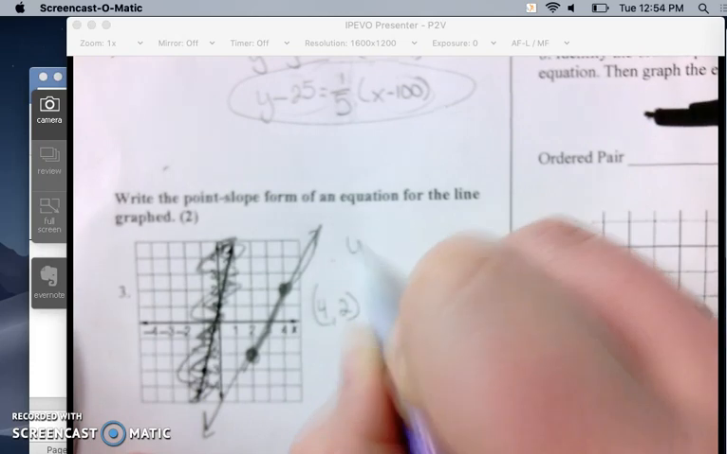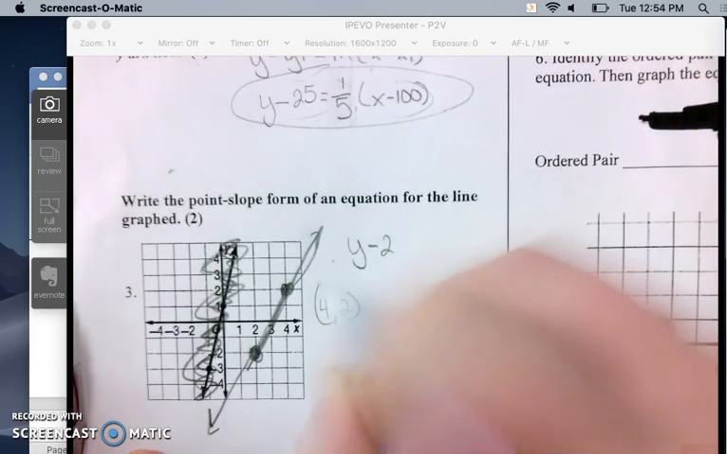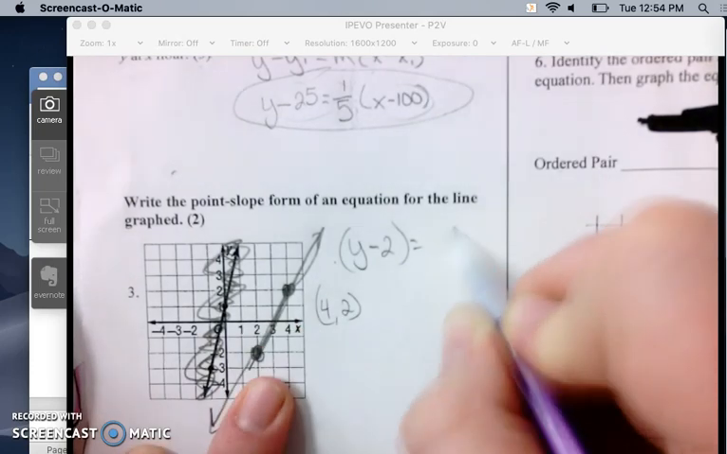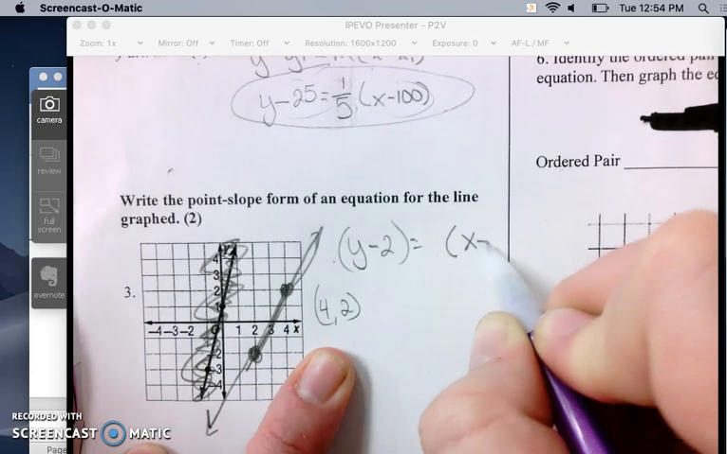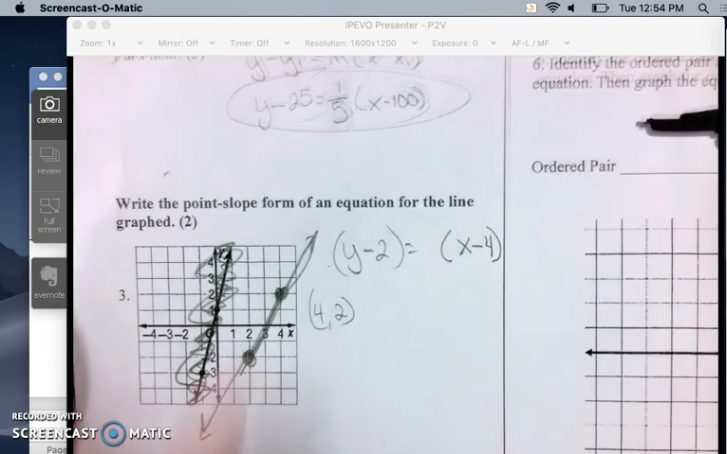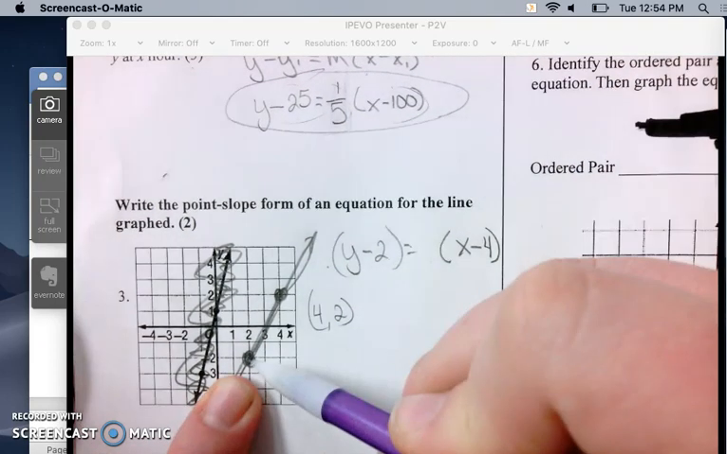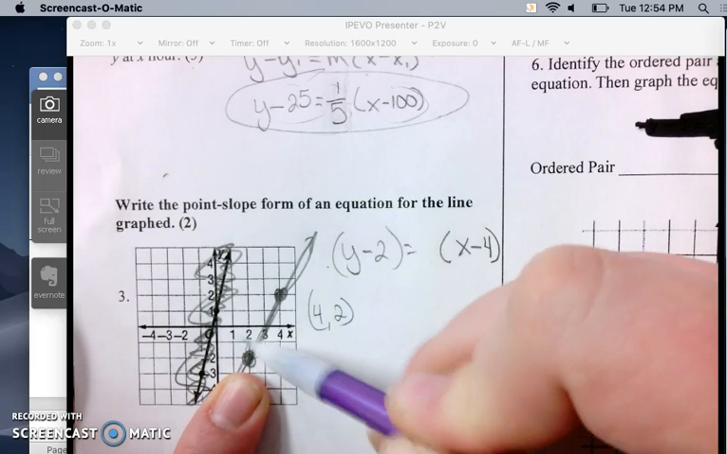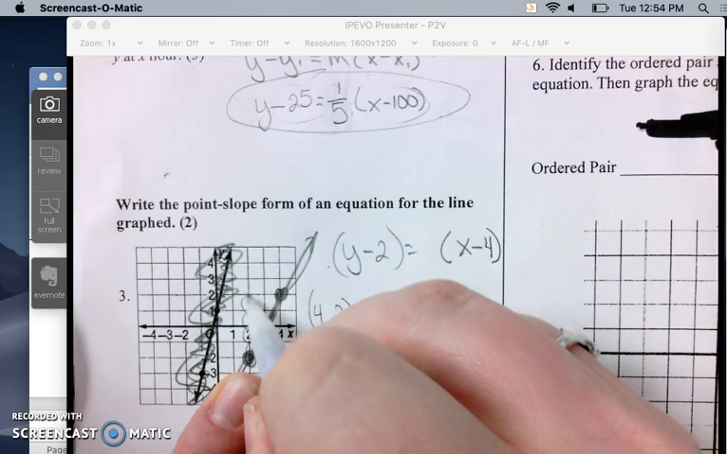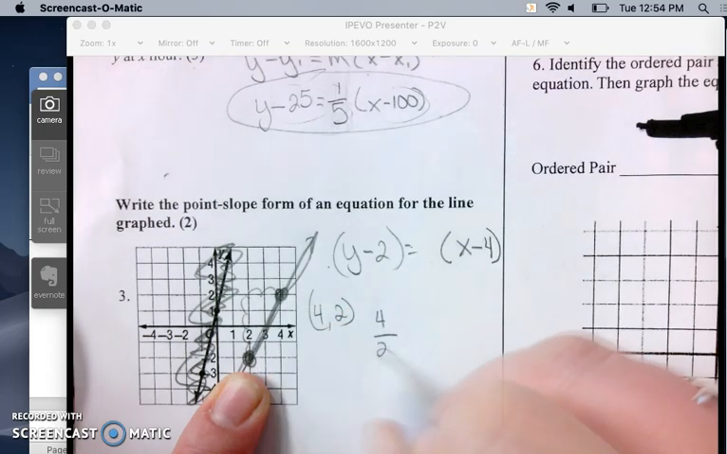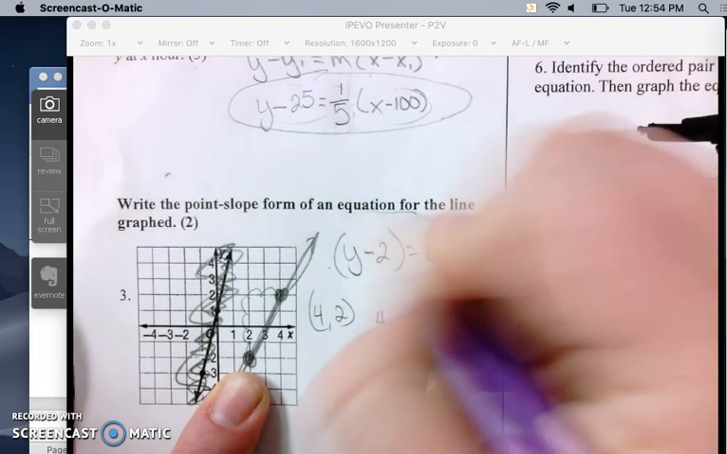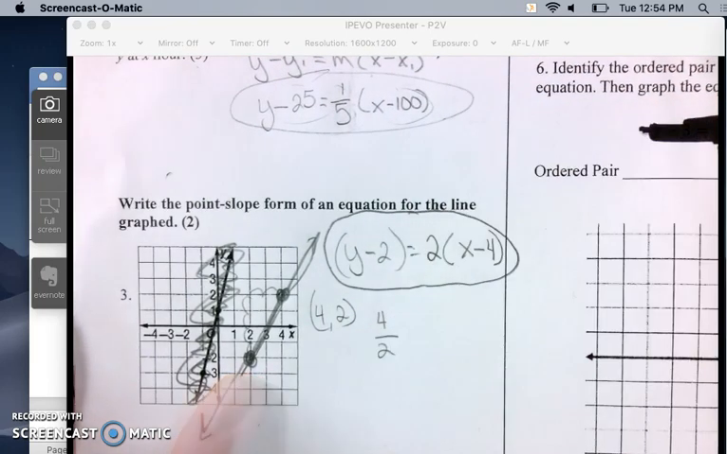So I'm going to do y minus the 2, and you don't need those. The slope will come later, x minus the 4. And then you're going to need to find the slope. So go from this point, go up 1, 2, 3, 4. So my top number is 4, and my bottom number is 1, 2, over to the right 2. This can be simplified down to 2. So this would be your answer in point slope form.